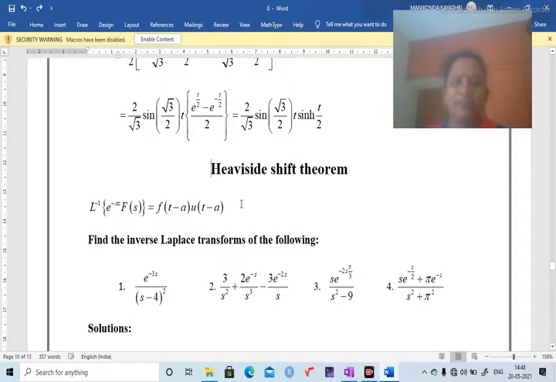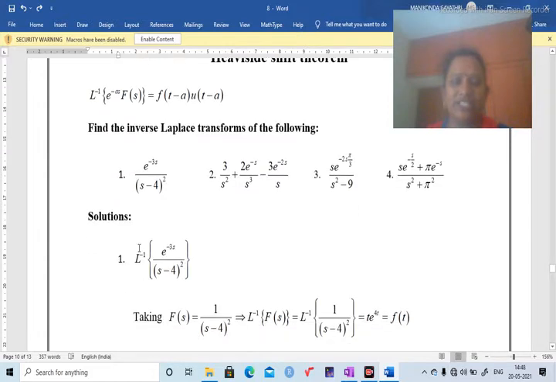Next topic, Heaviside shift theorem. L inverse of e power minus as into f of s equals f of t minus a into u of t minus a. Here we have questions. From these functions, we want to find the inverse Laplace transform.